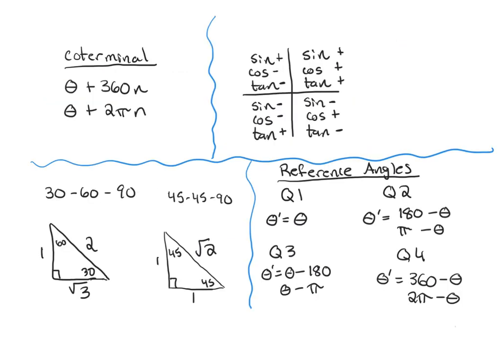Okay, so this information you don't need to write down right now because you already have it in your notes. Just kind of a review of what we've been working on. So we've got coterminal, we have the signs of our trig functions in our quadrants, special right triangles, reference angles. So we can use all of this information to help us evaluate trig functions on the unit circle.